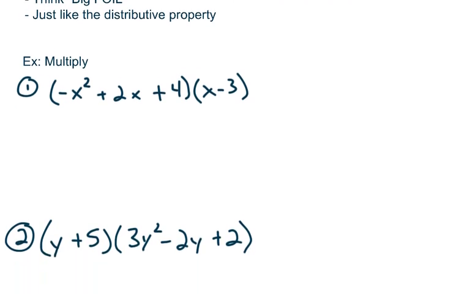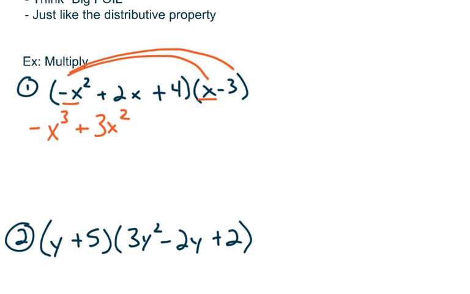Okay, so for number 1, multiply. I'm going to take this term, the negative x squared, and multiply it by x, and multiply it by negative 3. So negative x squared times x, negative times positive is negative, x squared times x is x cubed. Negative x squared times negative 3 is a positive 3x squared. Okay, once I've multiplied this term by everything here, move down the line. I'm going to do 2x times x and 2x times negative 3. So 2x times x is positive 2x squared, and 2x times negative 3 is a negative 6x.